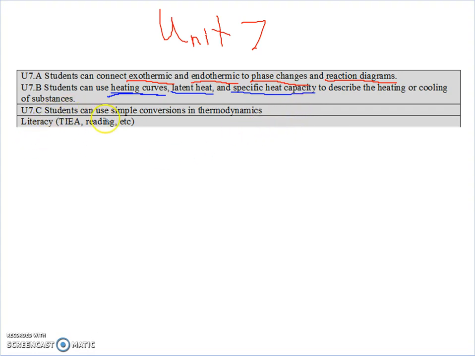And then 7C, students can do simple conversions. So this is things like kilojoules to joules, etc. We'll go into more detail later.